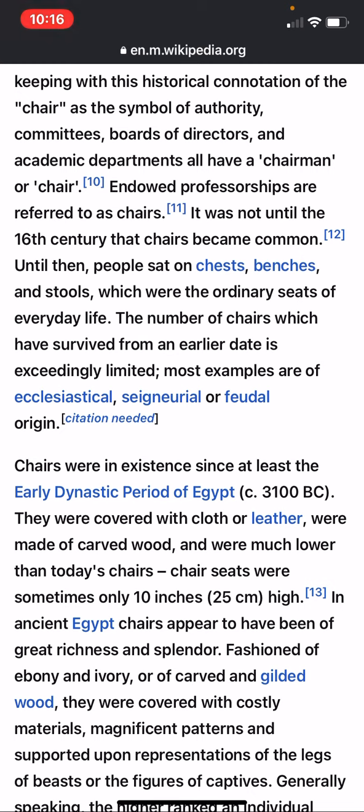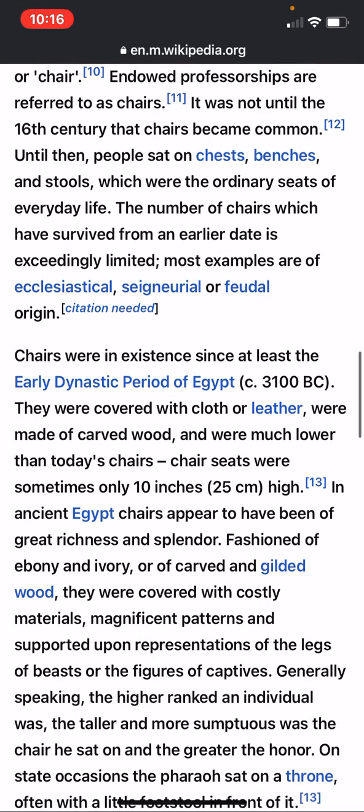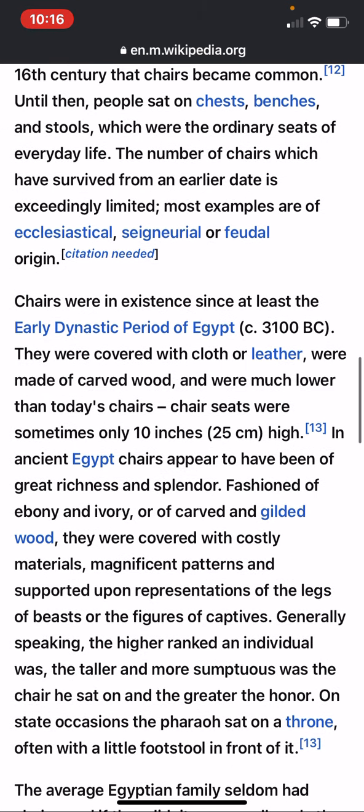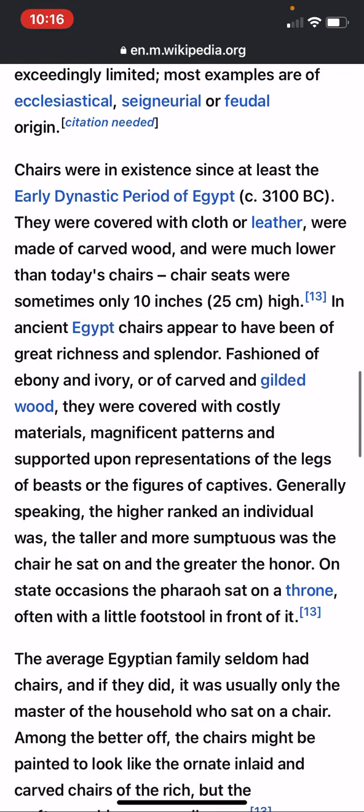It was not until the 16th century that chairs became common. Until then, people sat on chests, benches, and stools, which were the ordinary seats of everyday life. The number of chairs which have survived from an earlier date is exceedingly limited. Most examples are of exceptional, singular, or regal origin. Chairs have existed since at least the early dynastic period of Egypt, or 3100 BC.